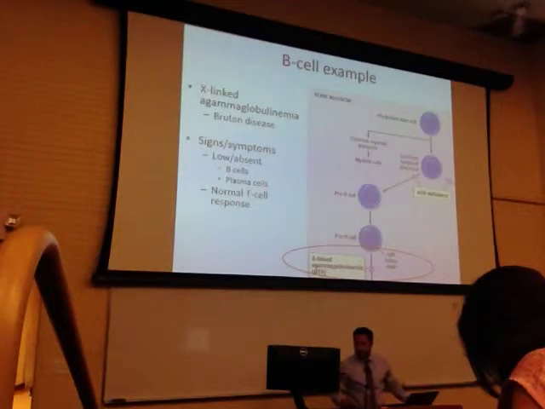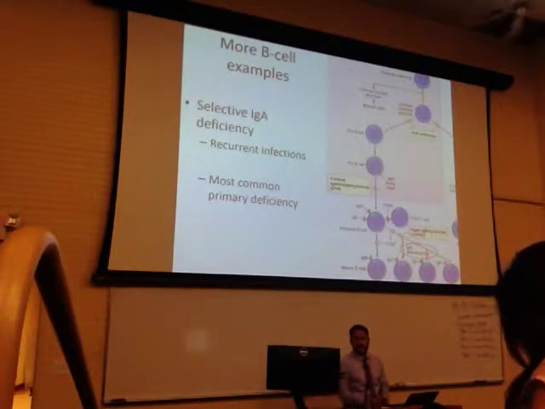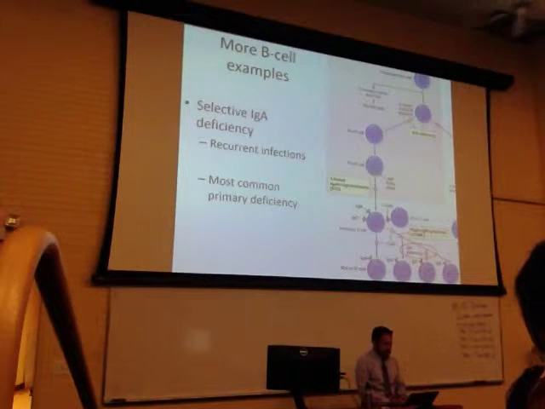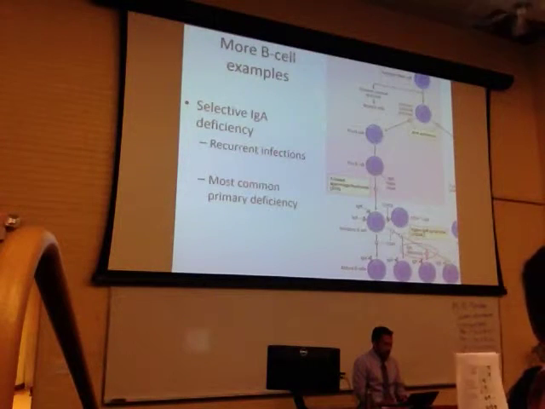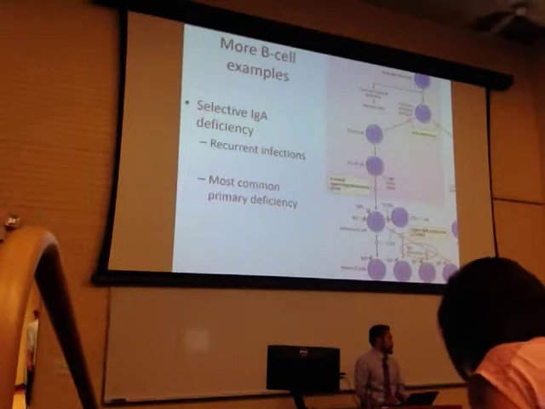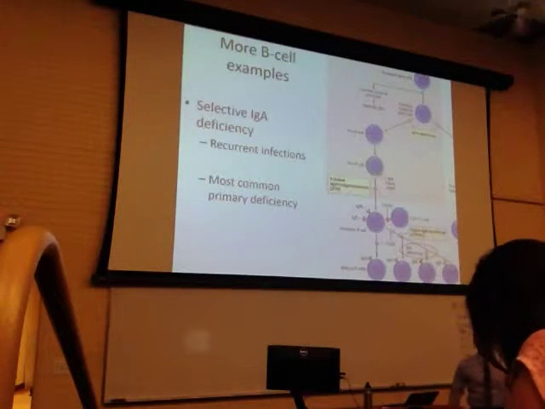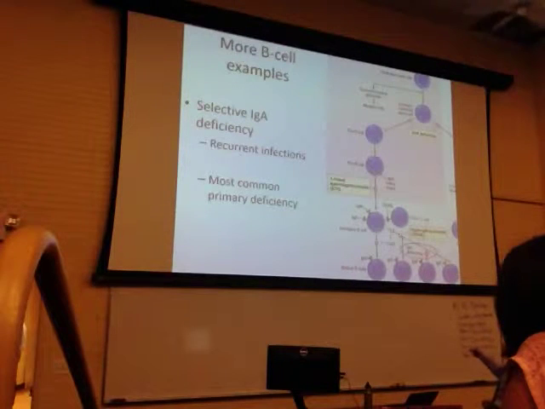Okay, so our next one that we're going to talk about is another B cell example. This is an IgA deficiency. This is actually the most common type of deficiency that we see. But it's not as severe as Bruton disease. Why would it not be as severe as Bruton disease? Any ideas? Yeah, you're still mature. You're still making IgM, IgG, and IgE. You just don't make IgA.